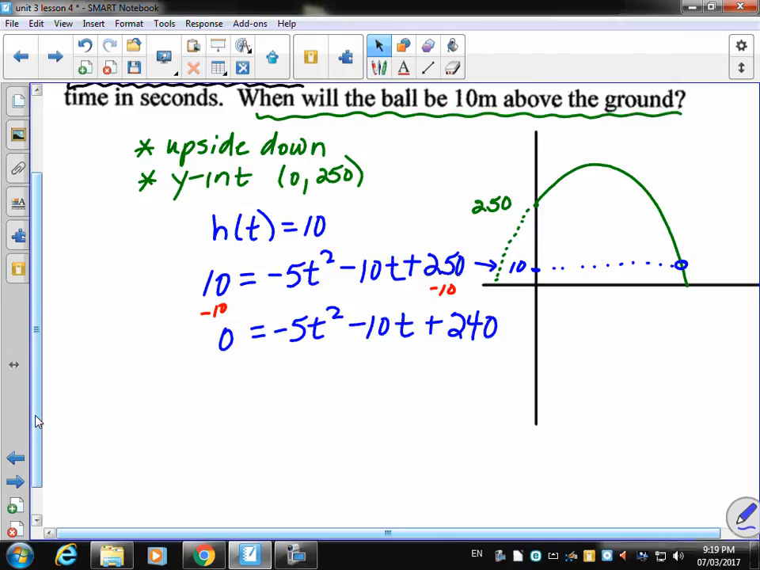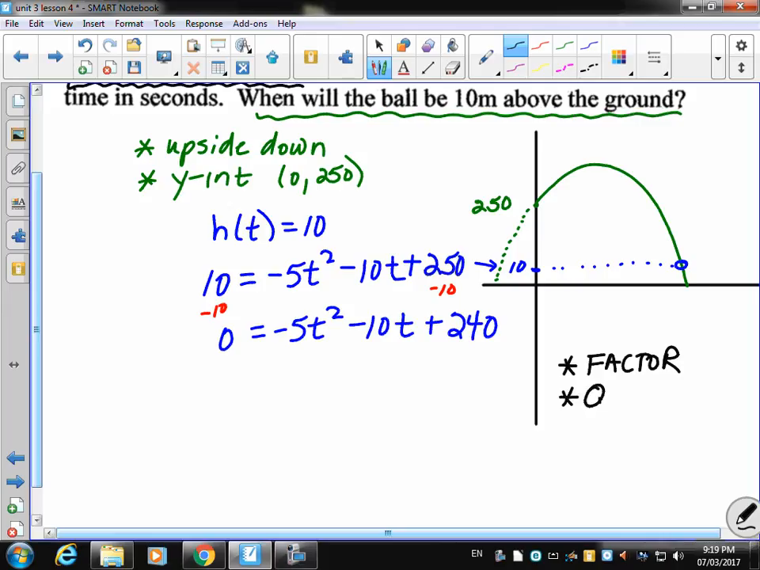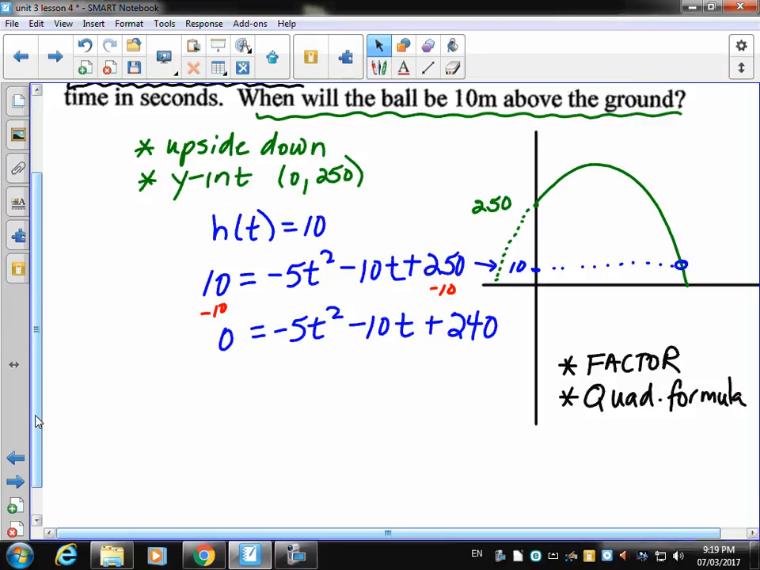I have two options if I want to find my value for t. I could try and factor. I could use the quadratic formula. I'm going to try and factor first. I'm looking for a greatest common factor. It looks like 5 will go into those terms.